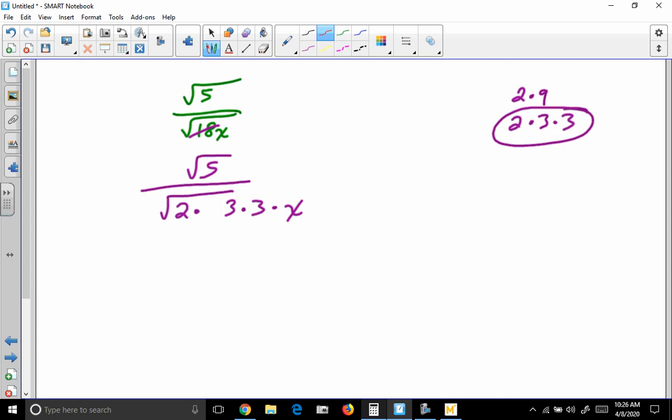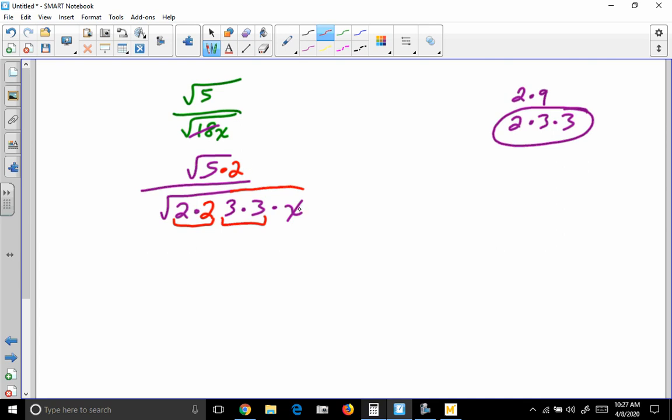So we want to make the denominator a perfect square so that when we take the square root, everything comes outside. So we only have one 2, so we need to pick up another 2 to go with it to make that group complete. So if we pick up a 2 on bottom, we have to pick up a 2 on top. The group of 3's is complete. We have two 3's under a square root, so that's a full group. So we don't have to add or pick up any more 3's on top.